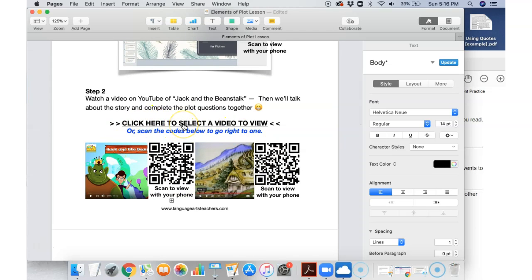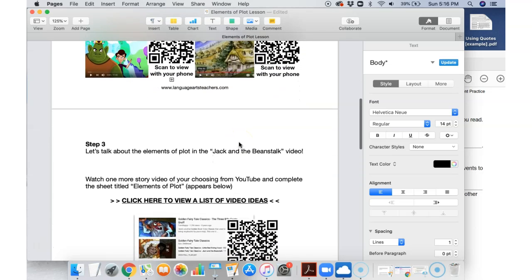You can click here to choose from a whole selection, or if you don't have full internet access right now, if you just have like a phone or an iPad, then there are links to a couple of different choices. These are both Jack and the Beanstalk videos, but remember, you could have chosen either one or something from here, all Jack and the Beanstalk. And so now we're in this part right here. Let's talk about the elements of plot in the Jack and the Beanstalk video. That's what we're doing right here.